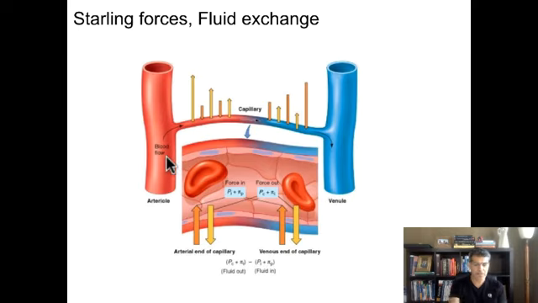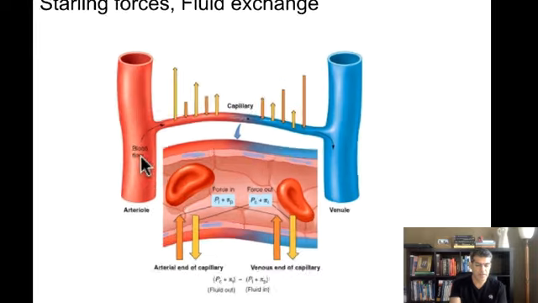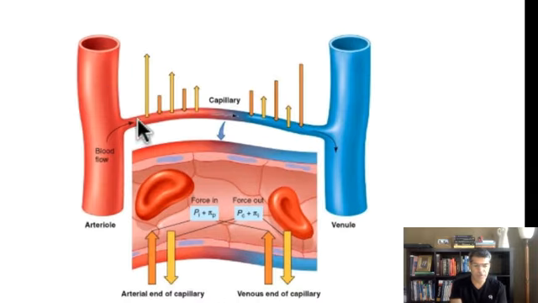Now let's start talking about diffusion of the fluid out of the capillary. This is your arterial, and as you know, after arterial we have capillary. This capillary has two ends, one end toward the artery, one end toward the vein. So it's called the arterial side of the capillary and the venous side of the capillary. Exchange happens at the level of the capillary.